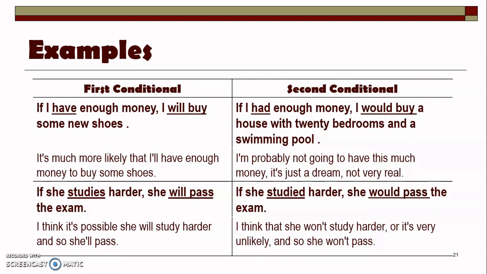The second example: if she studies harder, she will pass the exam. I think it is possible she will study harder, so she will pass. That is the meaning of this sentence, and when it becomes second conditional, the meaning changes again. If she studied harder, she would pass the exam. So the meaning of this sentence is, I think that she won't study harder, or it's very unlikely, and so she will not pass.